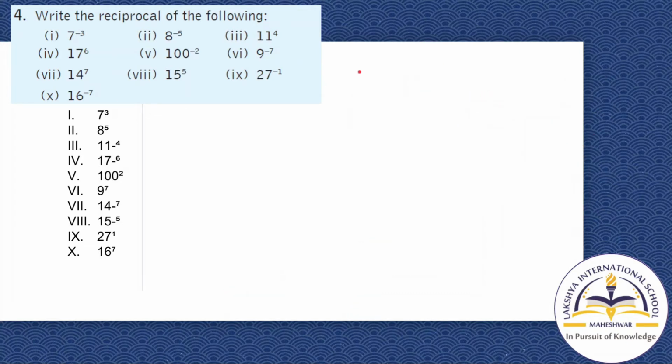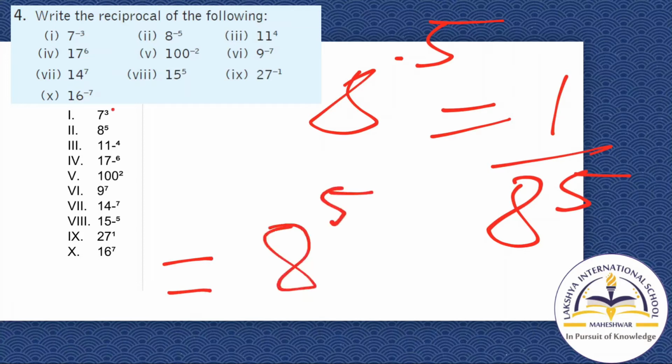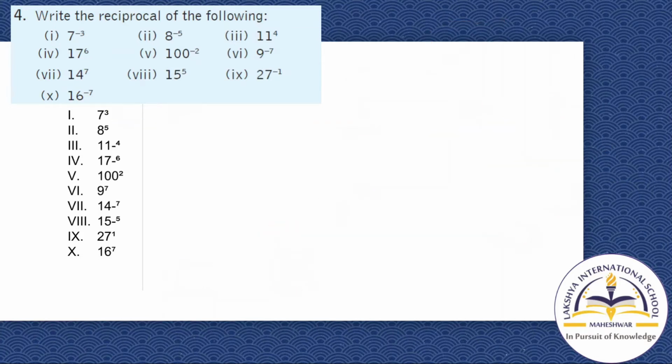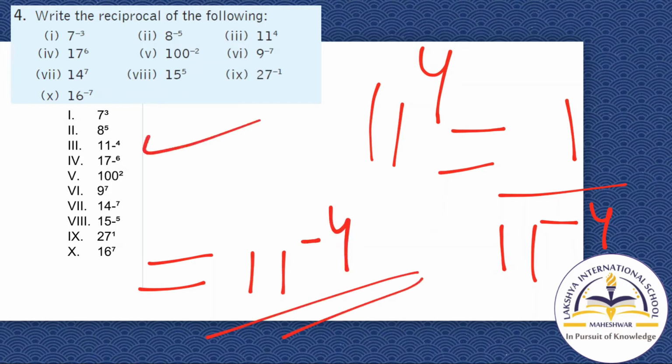Now question number 2, 8 to the power minus 5 equals, how can we write it with a positive exponent? 8 to the power 5. Now the reciprocal of this one is 8 to the power 5. This will be the answer. Now question number 3, 11 to the power 4, same, 1 by 11 to the power minus 4. Now the reciprocal of this is 11 to the power minus 4. This will be the answer.